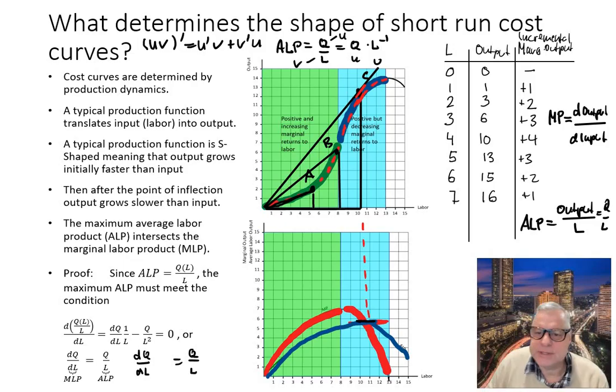So this is basically a triangle, where we have the change in Q and the change in L, equals Q over L. So that is the proof that in the maximum of the average labor product, it must be equal to the marginal product. That is just the small proof. So now let's take a look at the cost function.